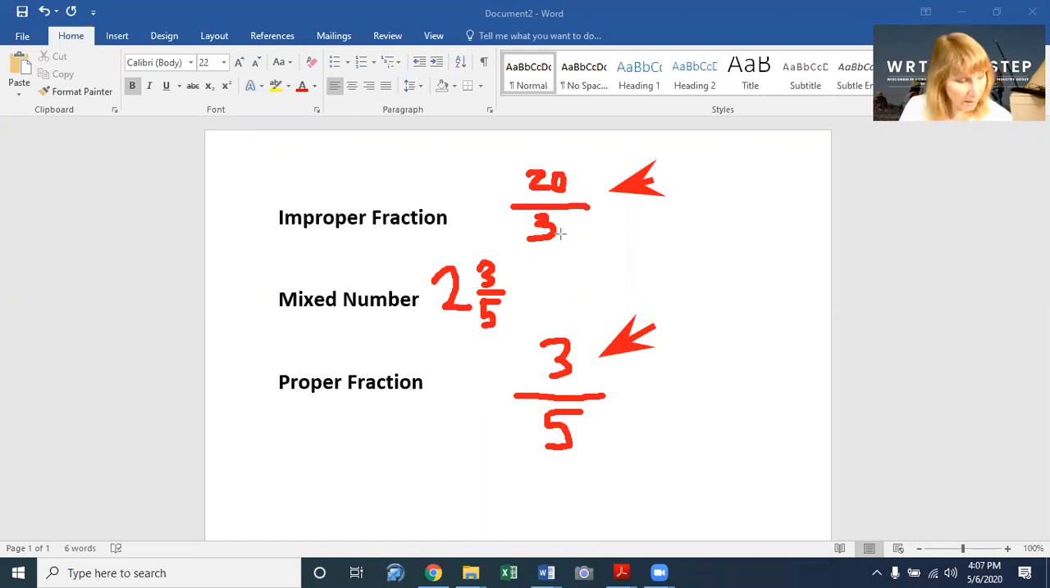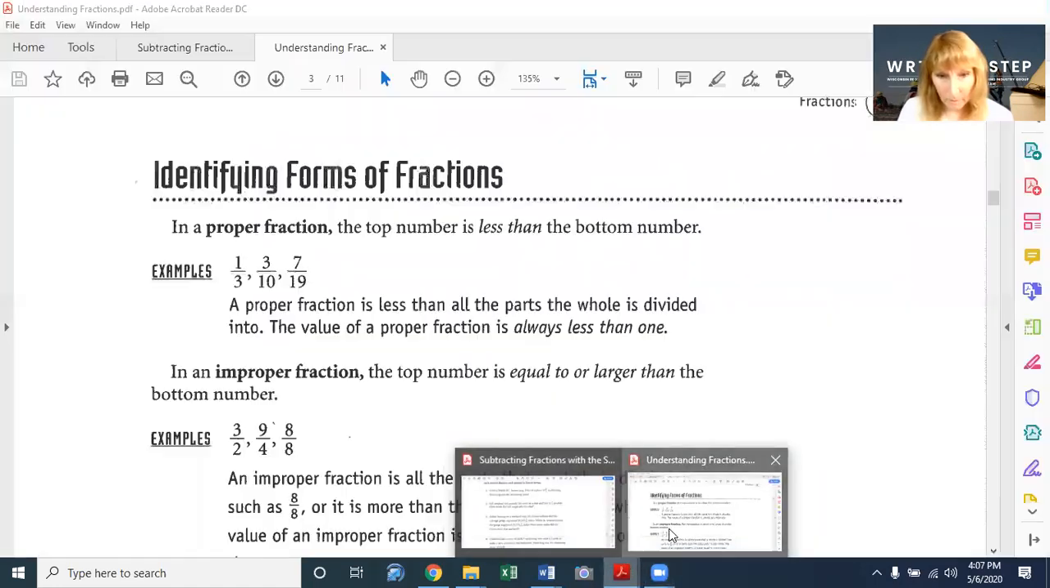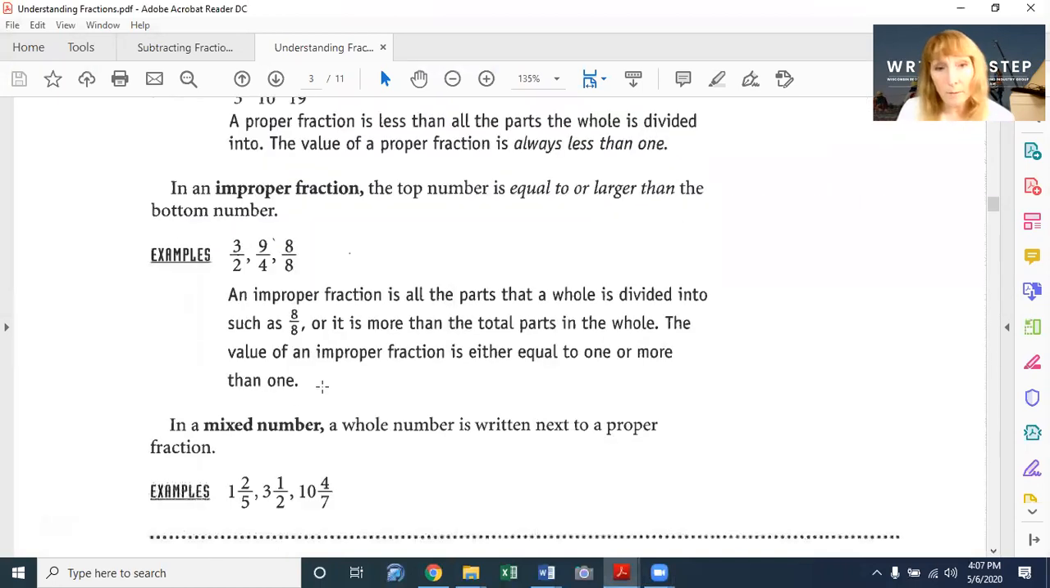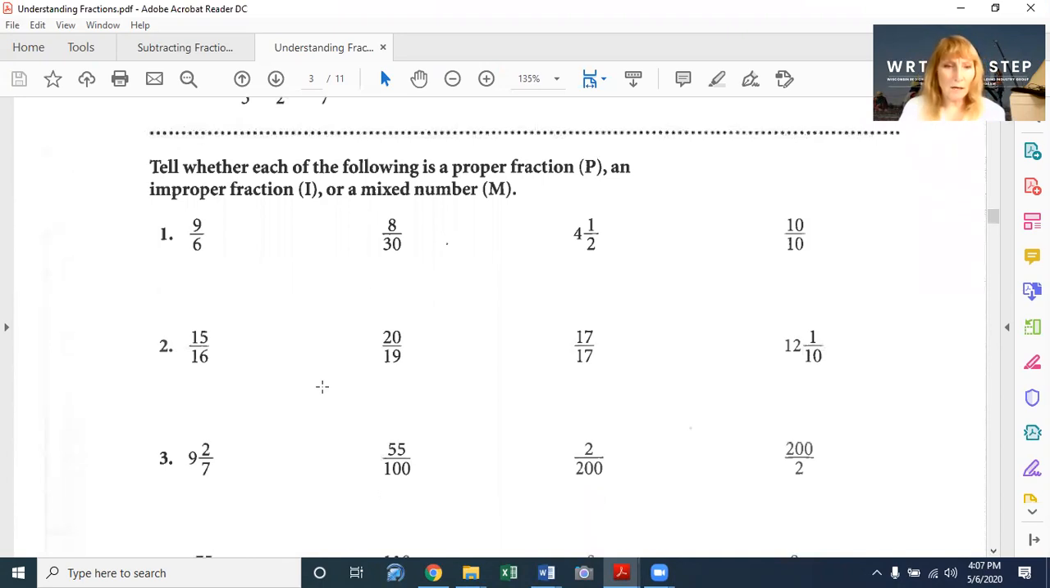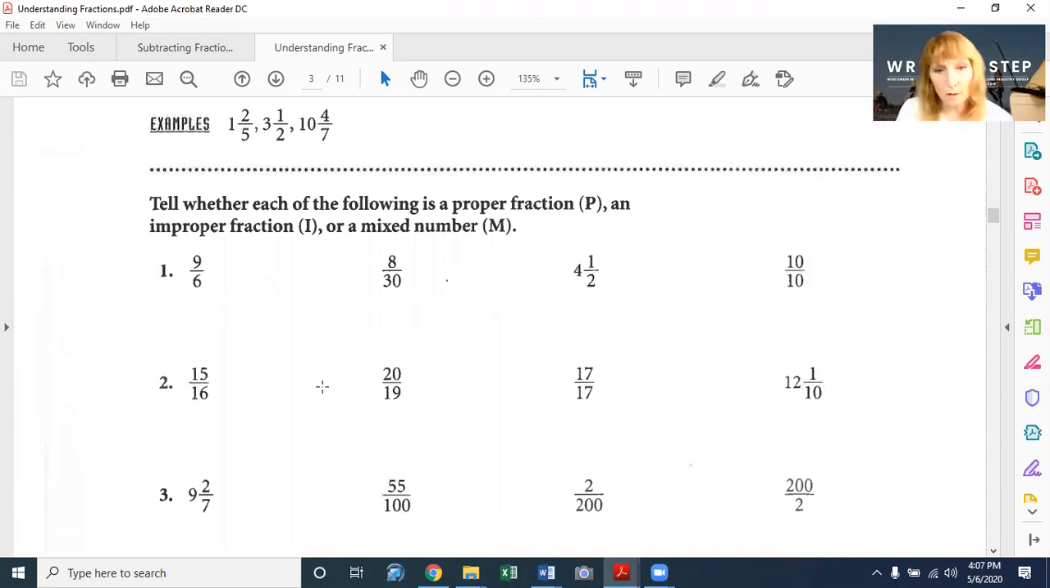Okay, now we can look at some of the examples on your pages here. Let me just go back and pull that back up again. Okay, so this is what page 13 talks about. Here are some examples where you have to list something as proper, improper, or mixed. P for proper, I for improper, and M for a mixed number. So let's take a look at row 1, 9/6. That's the first one.